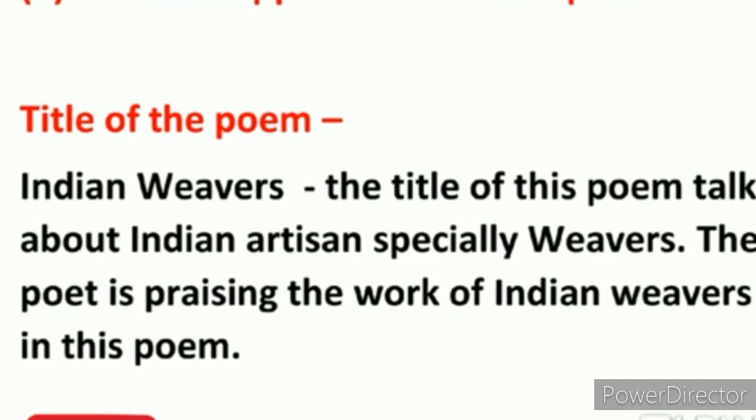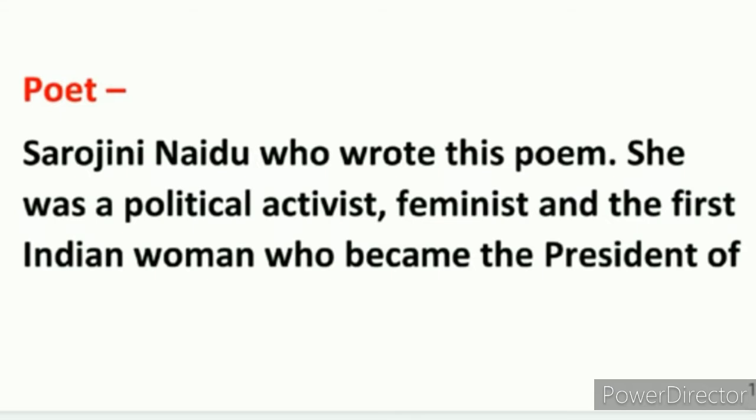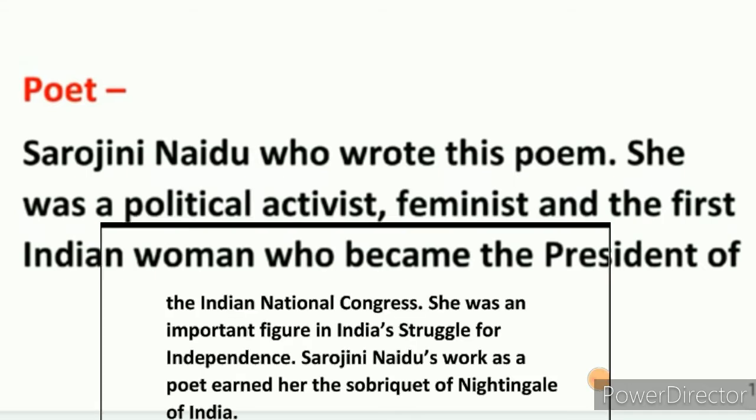Now we will talk about the poet. The poet of this poem is the very well known poet Sarojini Naidu, who wrote this poem, and she was a political activist, feminist, and the first Indian woman who became the president of the Indian National Congress. She was an important figure in India's struggle for independence.